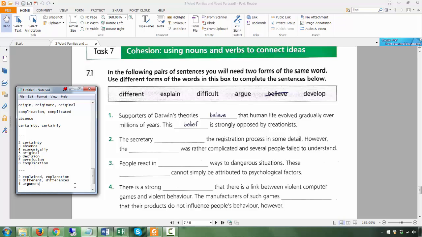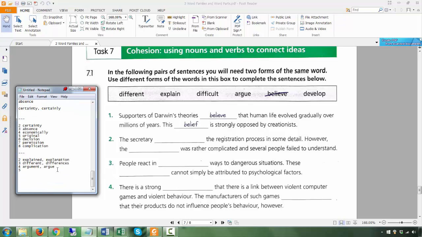The manufacturers of such games argue. Okay, this is your verb in the present simple tense. Manufacturers, they, so you don't have the s here, and it's present simple tense because they regularly argue. Okay, I mean, this is not something that they argued. Oh, they argued yesterday. No, this is what they argue habitually, always, generally.